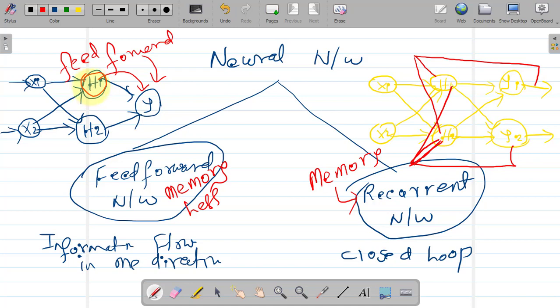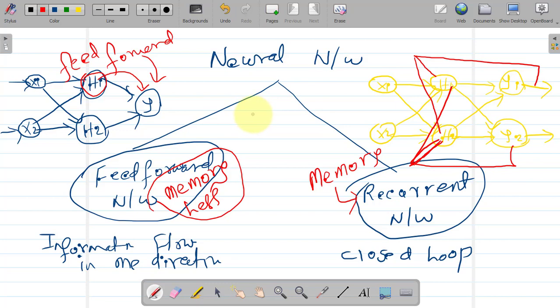मतलब यहाँ पे information इसको दे दी गई. Now ये नोड के पास कुछ भी information store नहीं रहेगा. Why? Because they are memory-less networks. They do not have any memory. This is the main difference between the feed-forward neural network and the recurrent neural network.